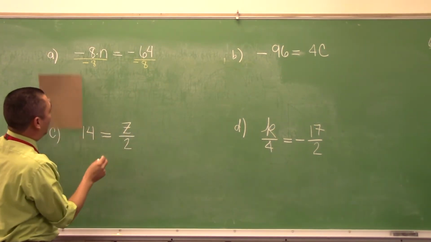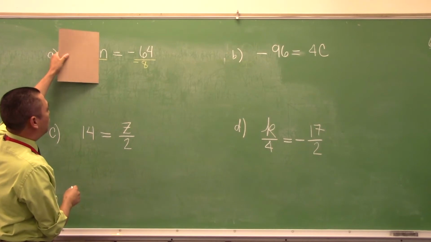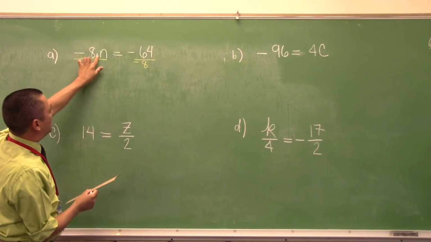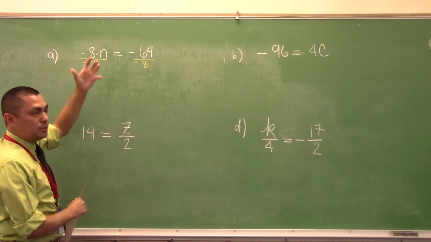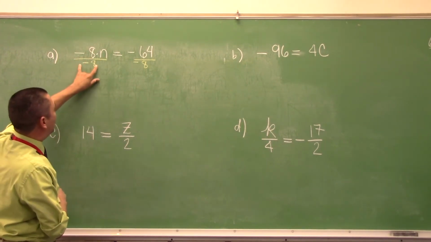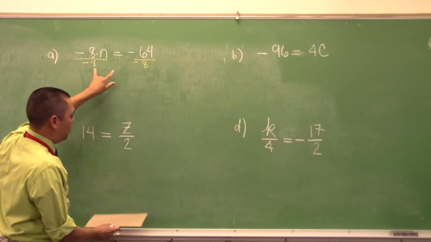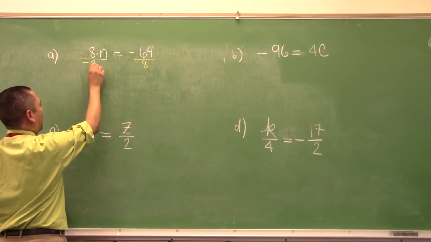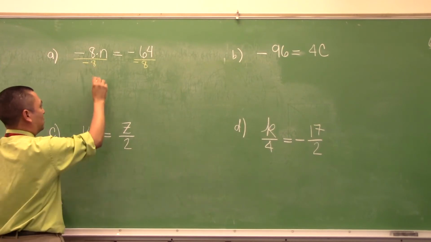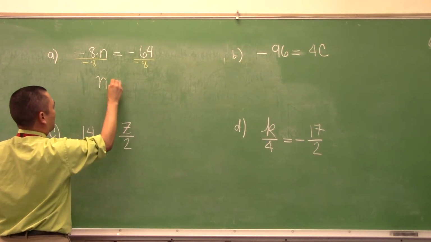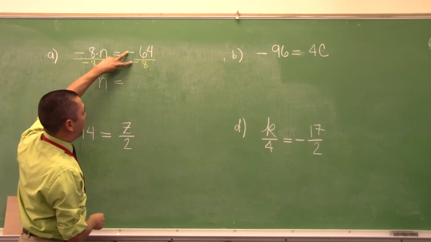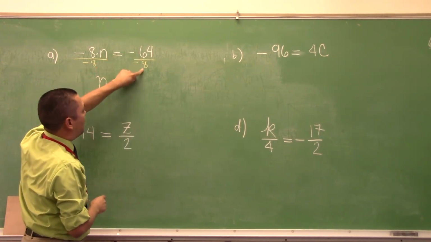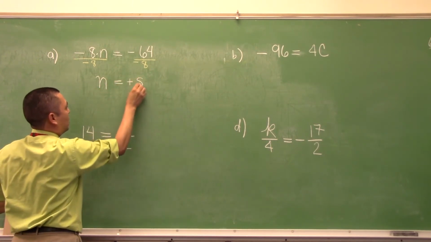We need to isolate the variable. That's what we need to do. Leave the variable alone. If you cover it, negative 8 is multiplying n. So we use the opposite, the inverse operation, in this case division, on both sides of the equation. Negative 8 divided by negative 8 is positive 1. So you have n equals, be careful, negative and negative is positive, 64 divided by 8 is equal to 8.